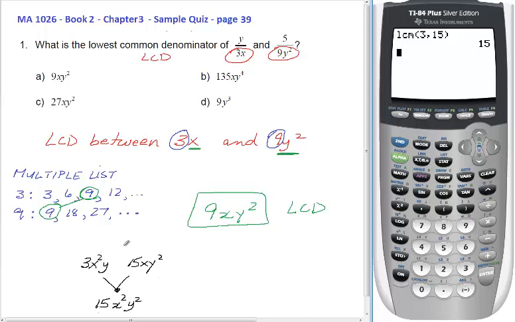Okay? So 9xy squared is the answer to the first one we did there, and then of course the answer is A. And this down here is a little extra. Let me put a box around that. That's just an extra question. Okay? Alright, hopefully you found that helpful.